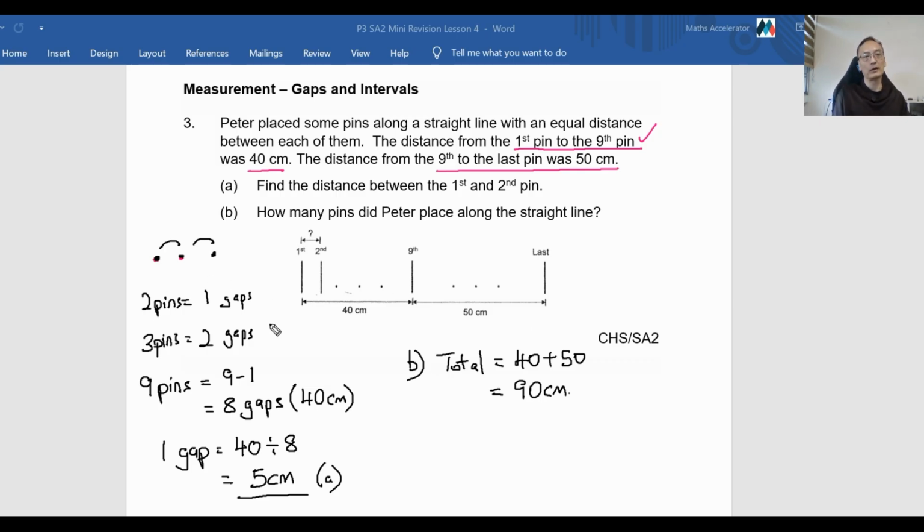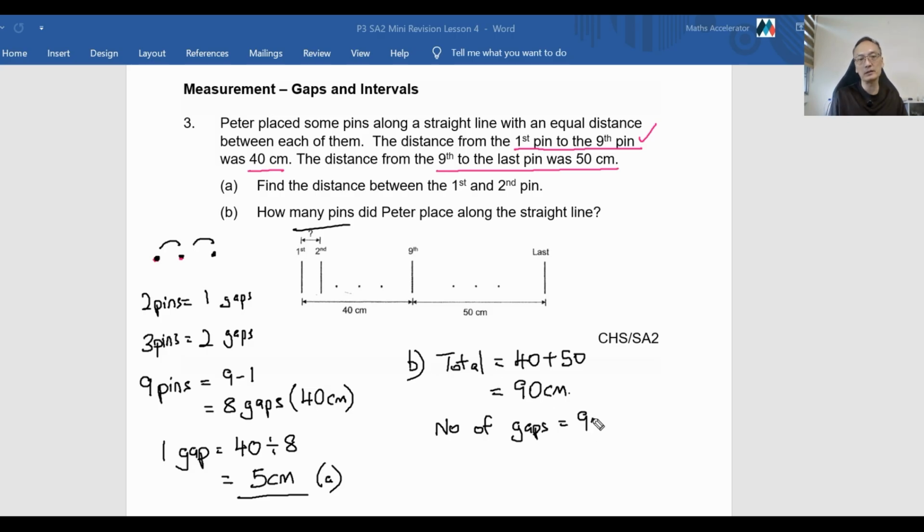So let's go back to what we have constructed here. We know that 2 pins will give us 1 gap, and 3 pins will give us 2 gaps. So the number of gaps is related to the number of pins. And we also find out that 1 gap, or each gap, is 5 centimeter. So next, if we have 90 cm, our next job is to find out the number of gaps in this 90 cm. So let's write here, number of gaps. Because if we can find the number of gaps, then we will be able to tell how many pins did Peter place along this straight line.